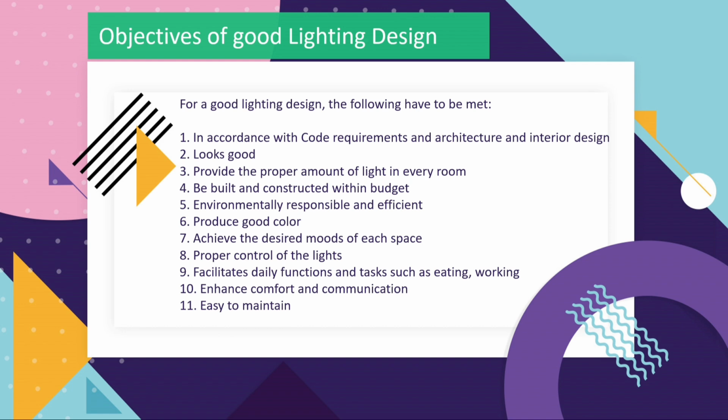Fifth, it needs to be environmentally responsible and efficient. Environmentally responsible lighting design reduces energy use, supports sustainability, and considers the long-term impact on both people and the planet. By focusing on efficient technologies, sustainable materials, and responsible design practices, lighting can be both eco-friendly and effective, supporting a healthier environment and lower operational costs.